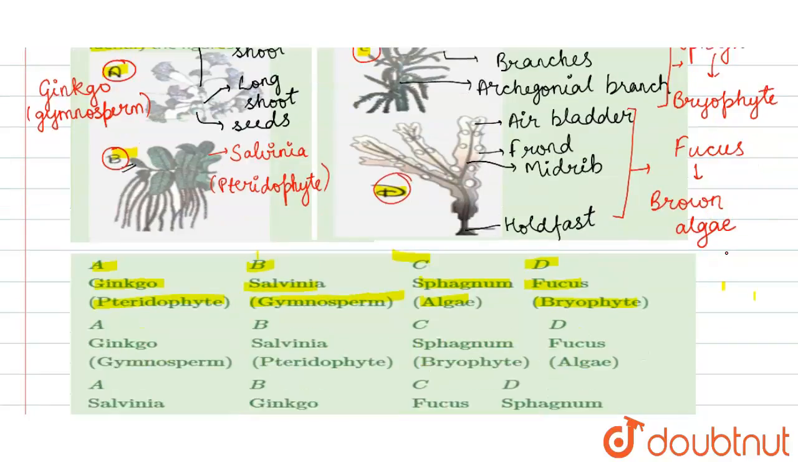Now moving on to the options. If we see the options, in option B, ginkgo belongs to gymnosperm, it is correct. Salvinia is from pteridophyte, it is correct. Sphagnum is from bryophyte, it is correct. And fucus is from algae, it is also correct. So the answer is B.